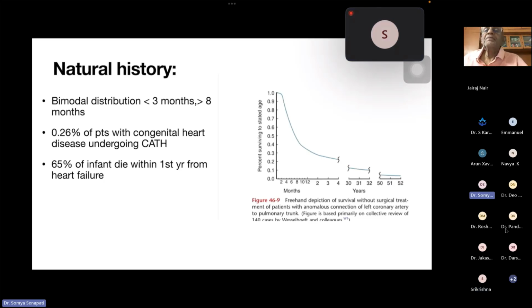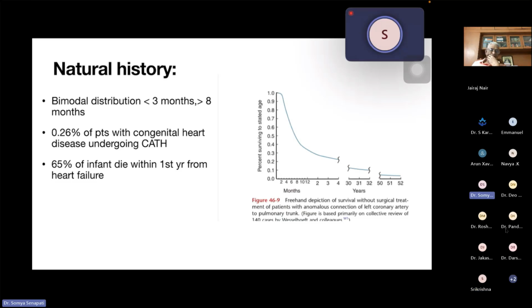Natural history. They have a bimodal distribution. 0.26% of patients with congenital heart disease undergoing cath. The exact percentage is not certain in this case because they have a very high mortality, and even if they survive later, they are mostly asymptomatic. So the 0.26% has been obtained from the people who undergo cath study, and then we found it. 65% of infants die within the first year from heart failure.